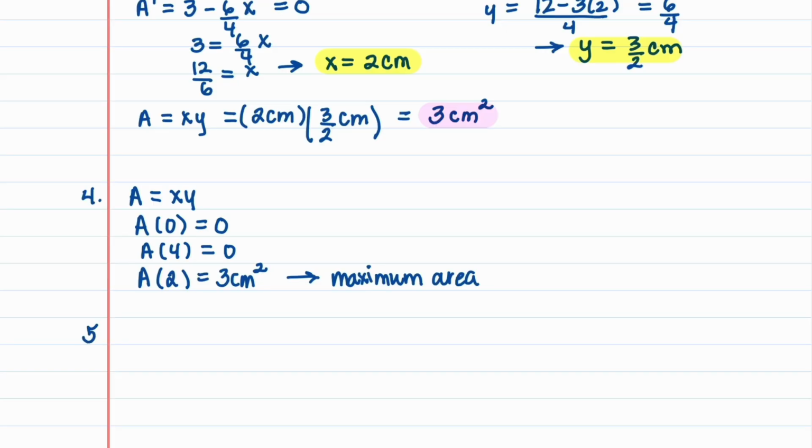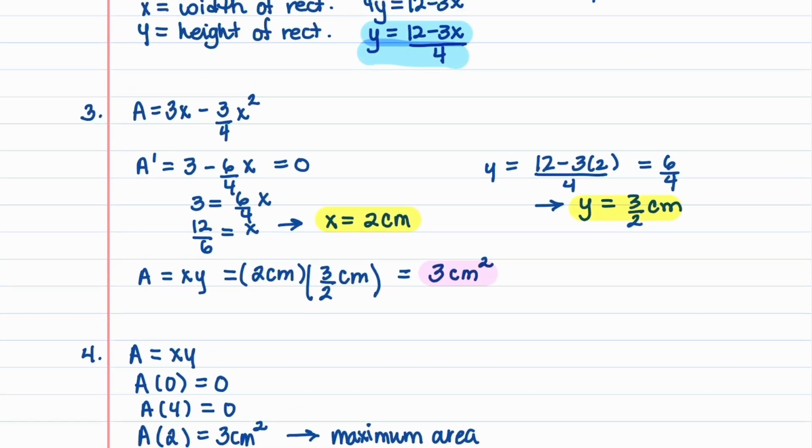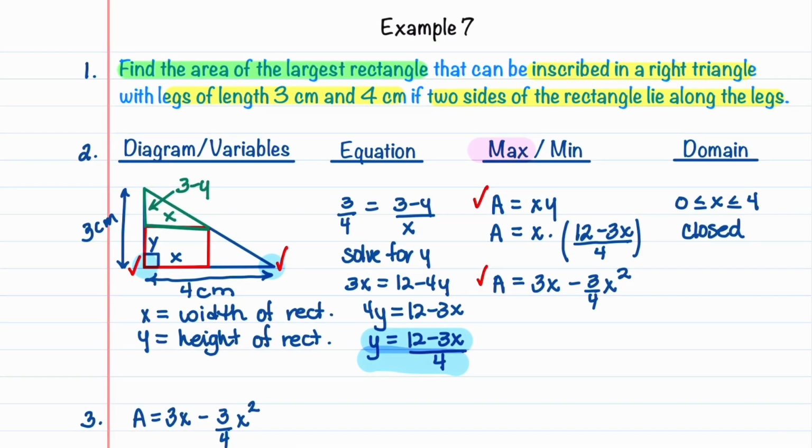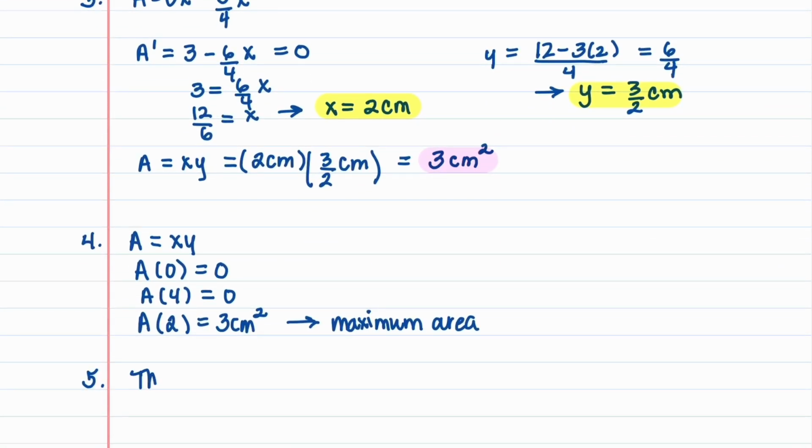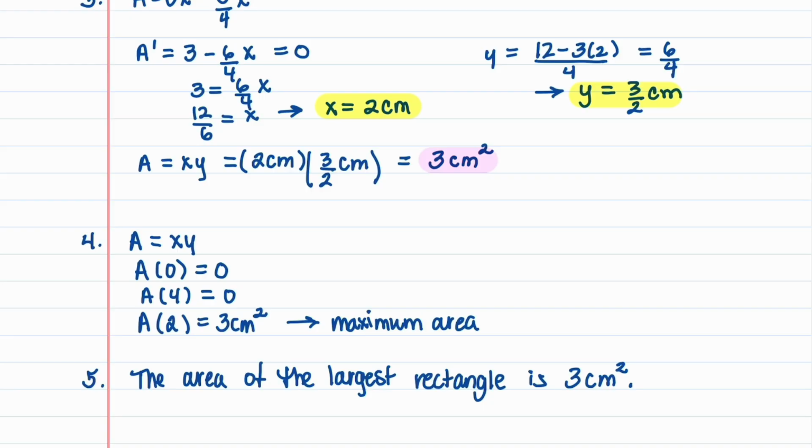Now we're almost done. Our last step is to reread our problem and clearly state our final answer in a complete sentence. Let's go back up to our problem. We want to find the area of the largest rectangle. So we have to state what the area is. Let's state that the area of the largest rectangle is 3 centimeters squared. And that's our final answer.